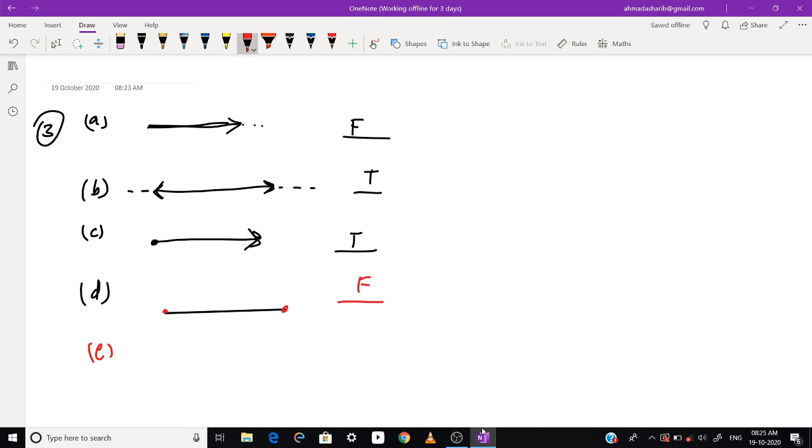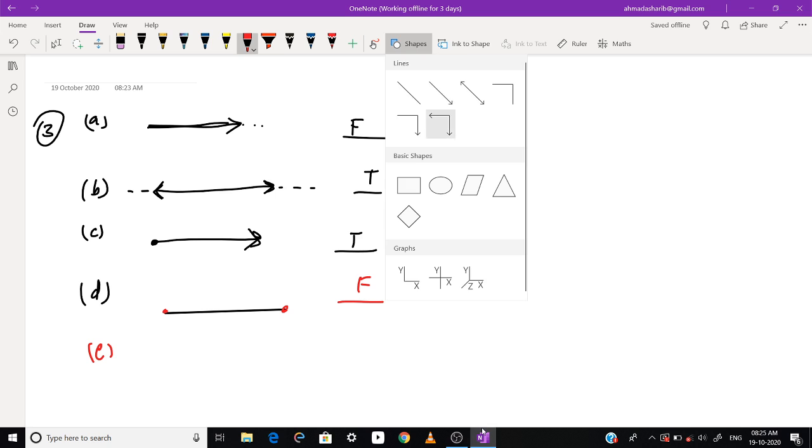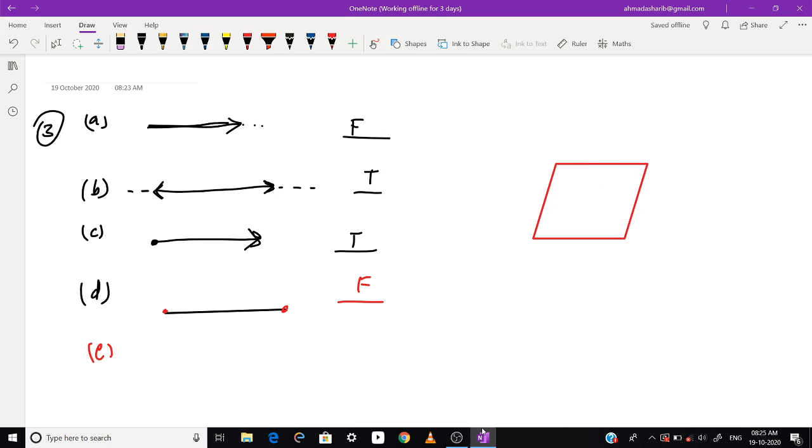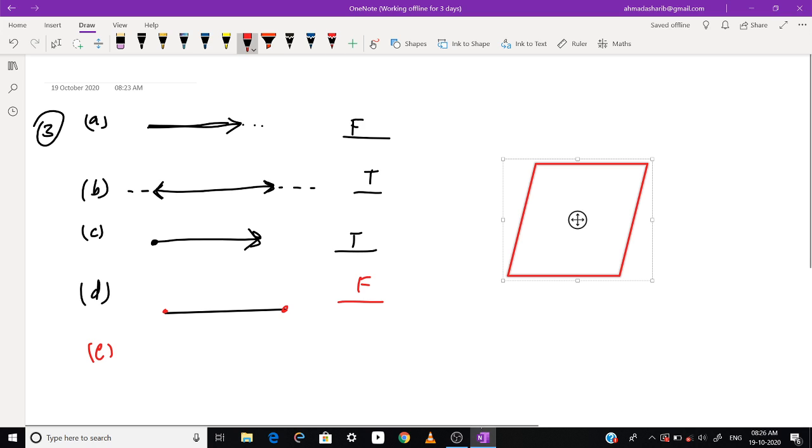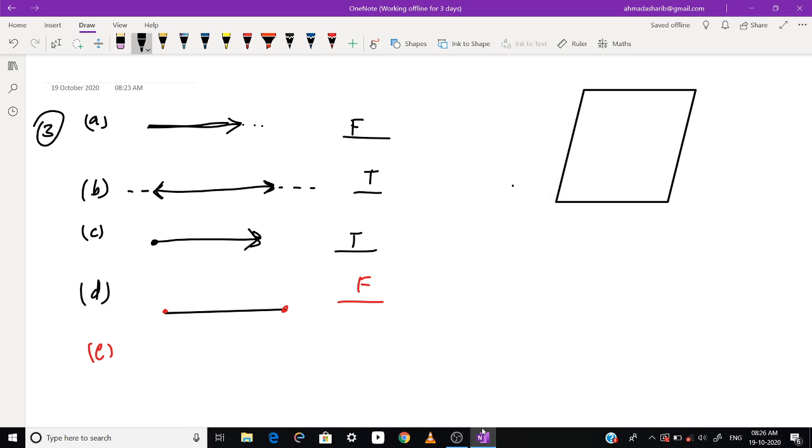And E, a plane has a fixed boundary. No, a plane doesn't have a fixed boundary. Okay. For example, as you can see, this is a plane. The very good example of a plane is the surface of your book or the surface of the table. A flat surface is called a plane. So a plane has a fixed boundary? No, a plane doesn't have a fixed boundary because it extends itself infinitely in all directions. So that is why this statement is also false. Okay.